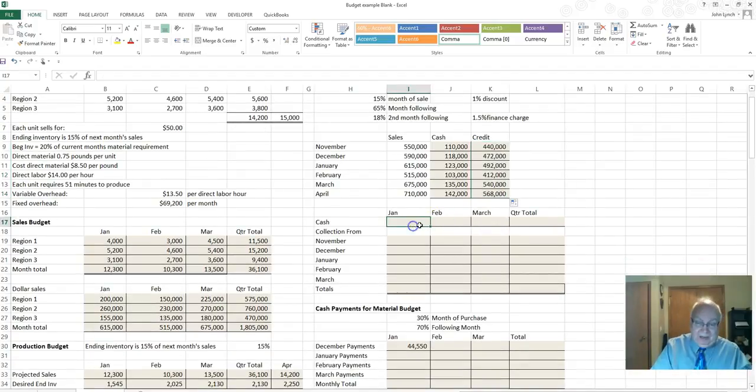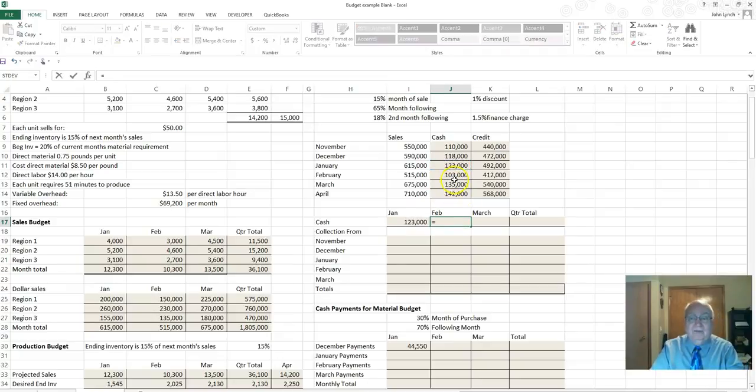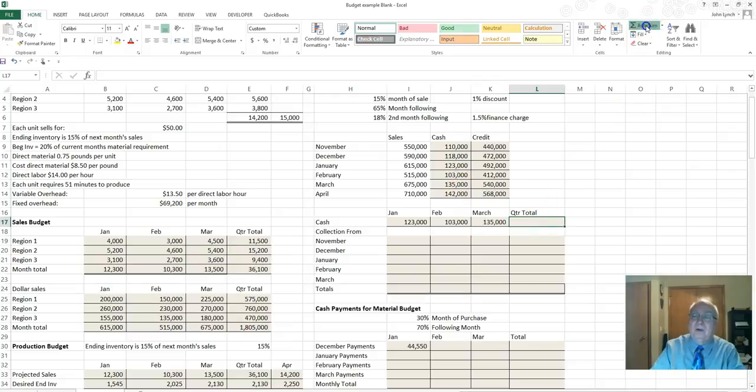Okay, now this is our cash receipts budget. So the first thing we want to put in here is our cash sales. January is 123,000, February is 103,000, and March is 135. And then that's our quarter total, so we just add those up.